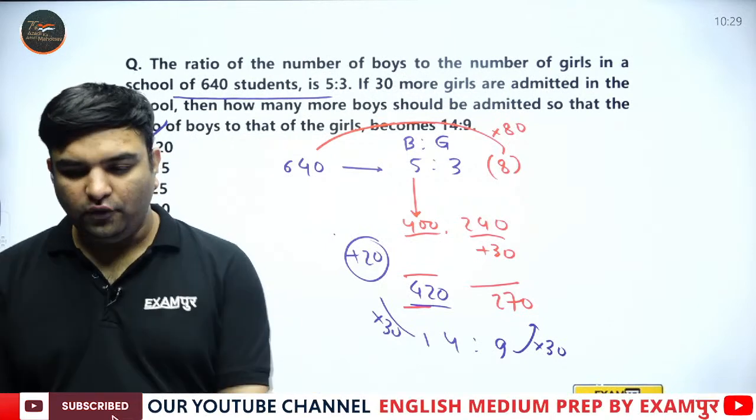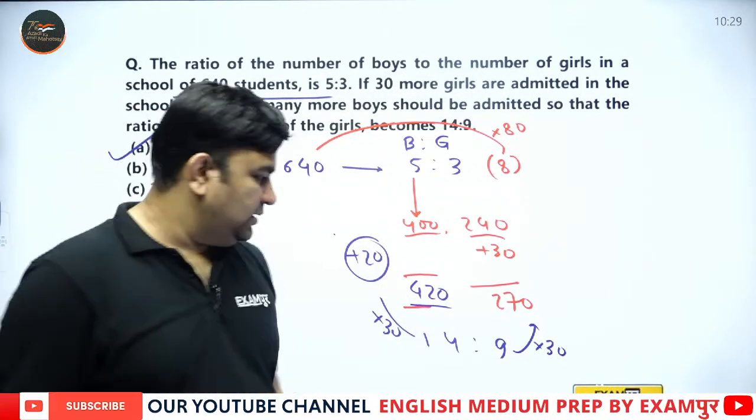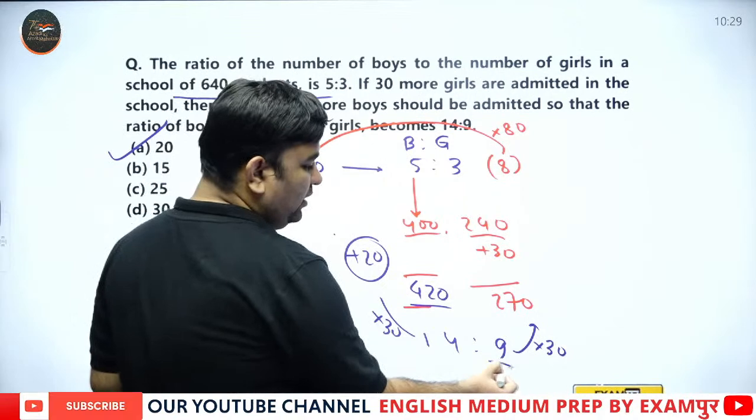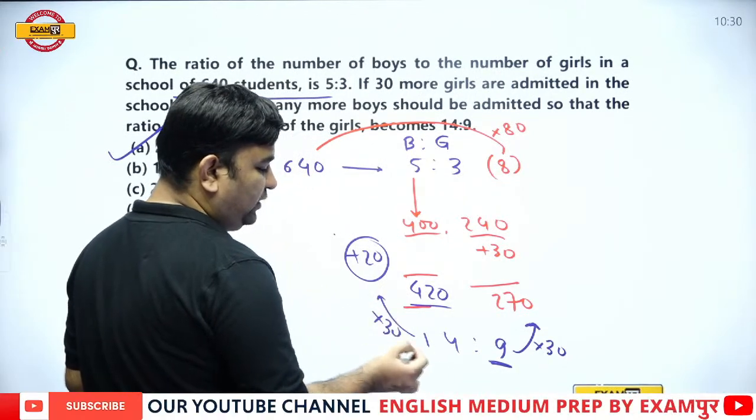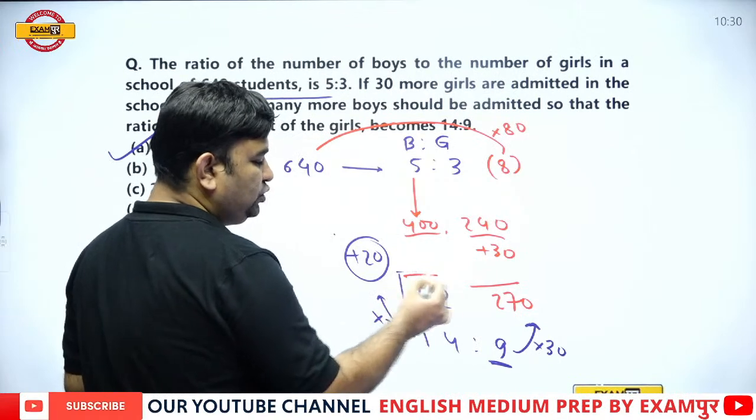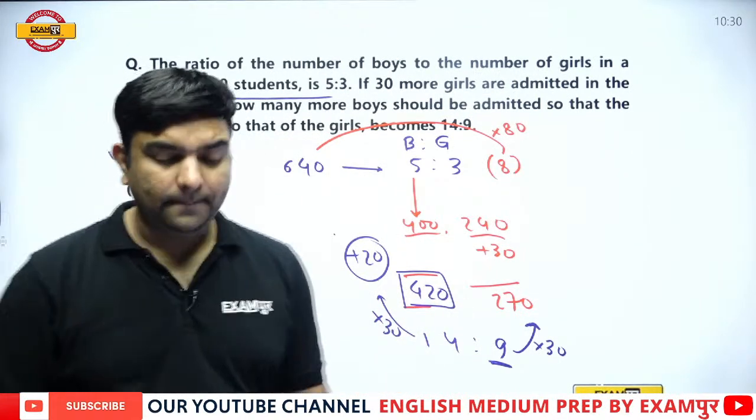Well done, Nishant. 14:9 is already given. So 9 actual value comes out to be 270 and 14 actual value comes out to be 420. So 20 boys should be added. Perfect.